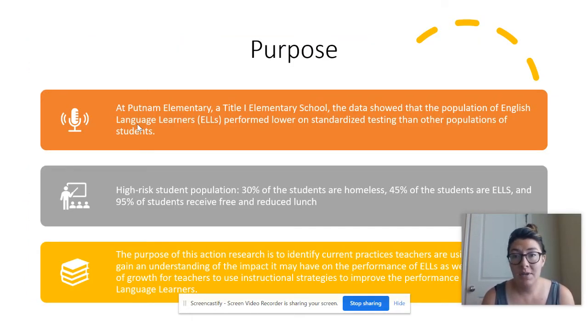At Putnam Elementary, we are a Title I elementary school, and something I noticed was that the population of English language learners performed lower on standardized testing than the other populations. And Putnam does have a pretty diverse population of students. 30% of our students are classified as homeless, 45% of the students are English language learners, and 95% of students receive free and reduced lunch.